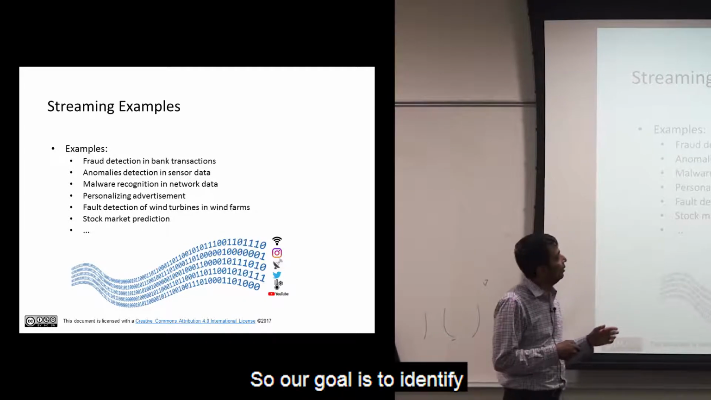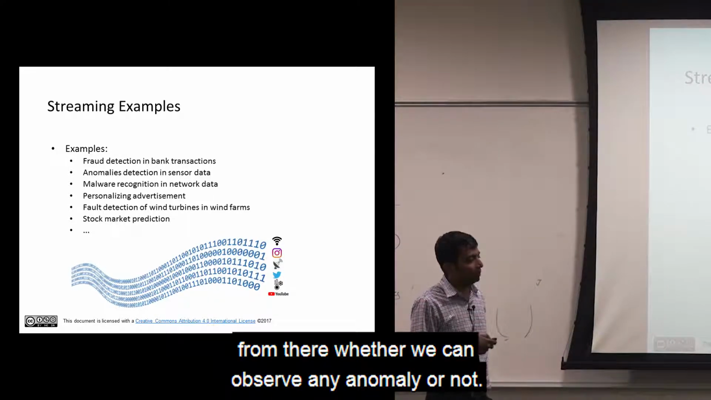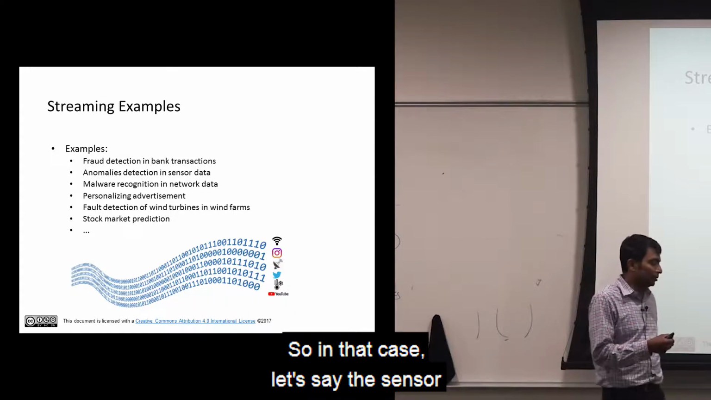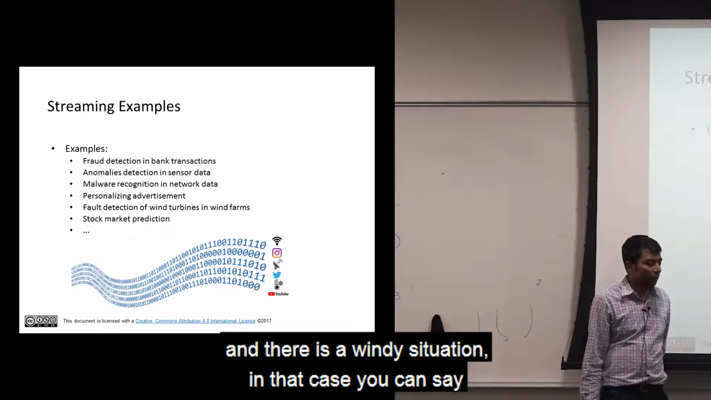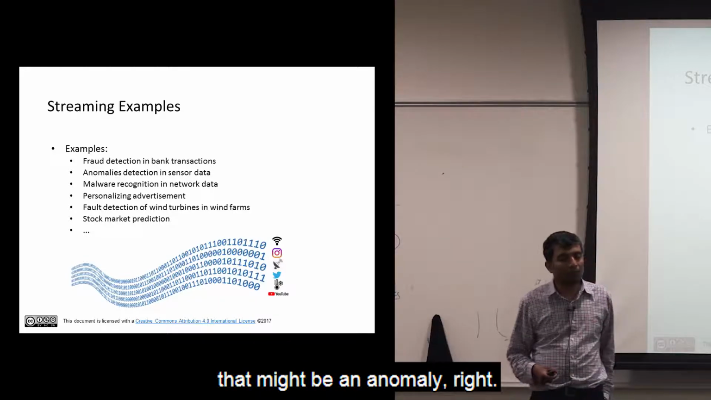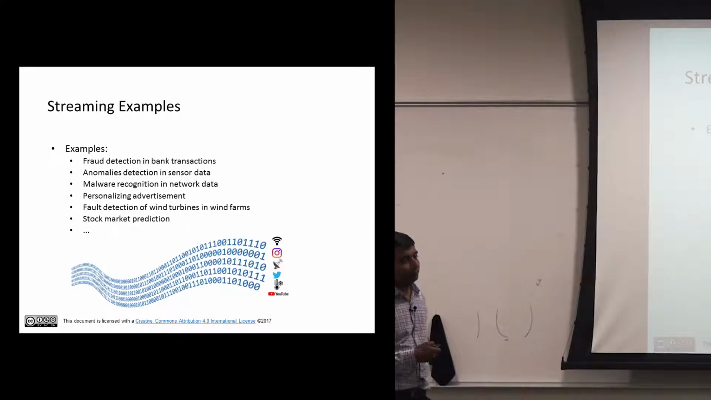So our goal is to identify from there whether we can observe any anomaly or not. So in that case, let's say the sensor or IoT device was deployed in an outside environment, and there is a windy situation. In that case, you can say that might be an anomaly, right? So our goal is to detect those types of anomalies in real time.